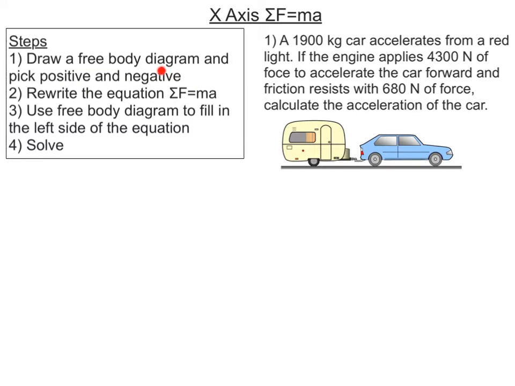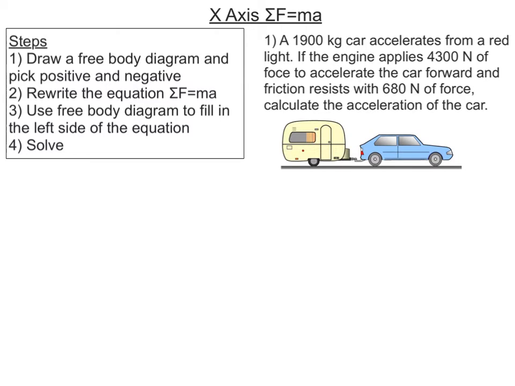First off, draw a free body diagram and then pick your positive and negative. I can't emphasize that enough. Please draw your free body diagram. It is the key to everything that you're going to do. Just like in kinematics, your free body diagram is your variable bank, and just like in kinematics, you need to rewrite the equation, sum of the forces equals ma.